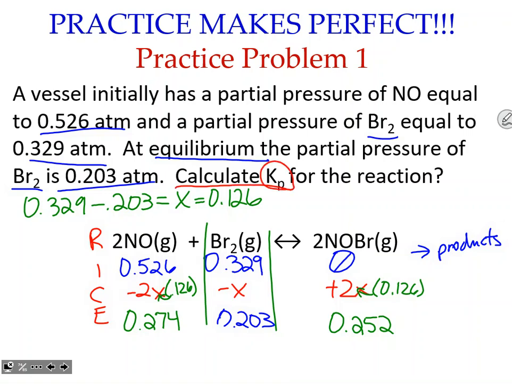Well, we need our KP expression, so let's do that. KP is equal to the product. In this case, we're using partial pressure notation. Parentheses with our partial pressure notation and the P there, over reactant 1, so partial pressure of NO raised to the second power times the partial pressure of our bromine, like so. Set up the expression. Now you can insert your numbers and crank it out.